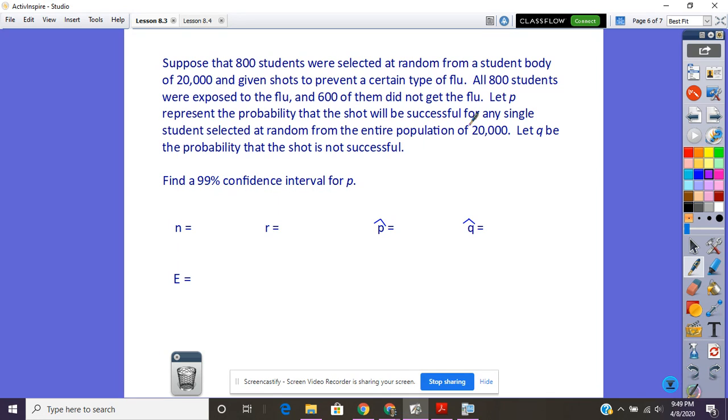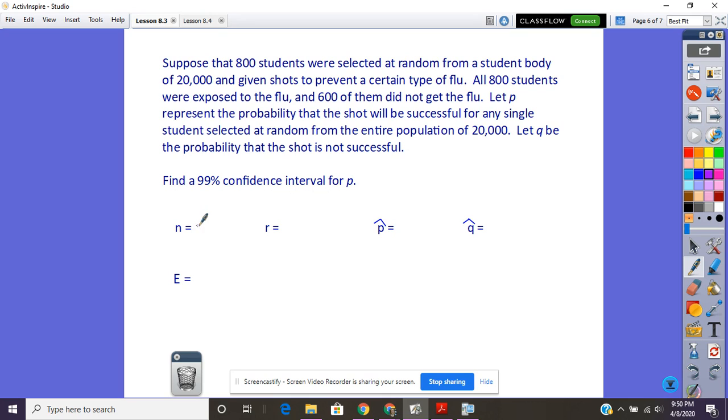Suppose that 800 students were selected at random from a student body of 20,000 and given shots to prevent certain types of flu. All 800 students were exposed to the flu, and 600 of them did not get the flu. Let P represent the probability that the shot will be successful for any single student selected at random from the entire population of 20,000. Let Q be the probability that the shot is not successful. All right, so we need to know what is our N. So N and R deal with our sample, and we want to compute a 99% confidence interval for P.